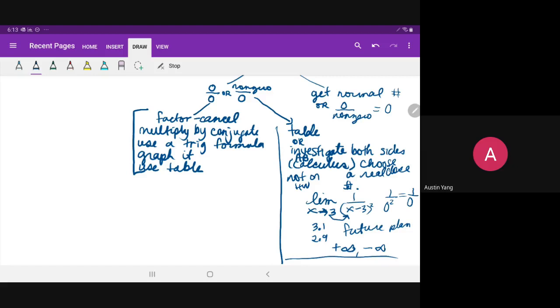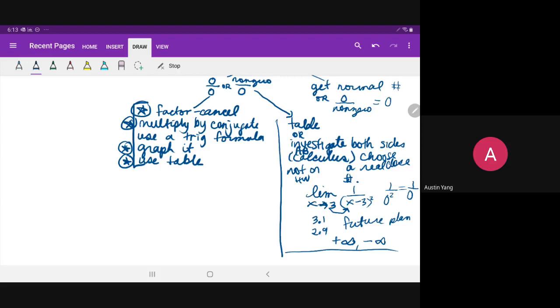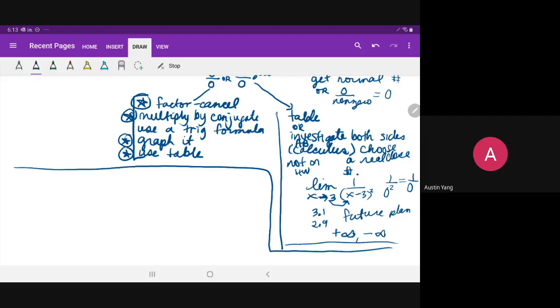This is what we're going to focus on mostly today. The factoring and canceling, the multiplying by the conjugate. I'm not sure if we're going to use a trig formula, graph it, or a table. So these are the methods we're going to focus on today. Okay, so what I'm going to start with is I'm going to start with this example. So example one, limit as x approaches 4 of x minus 4 over x squared minus 16.